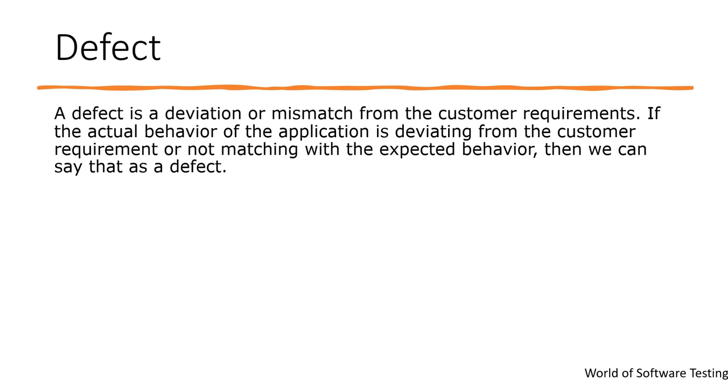The next is a defect. A defect is a deviation or mismatch from the customer requirements. If the actual behavior of the application is deviating from the customer requirement or not matching the expected behavior, then we can say that it is a defect. As we discussed in the earlier tutorial regarding the test case design step and the expected result, if the actual result is not matching the expected result from the design step, then we can say that it is a defect, and that should get reported to the developer by the test engineer. So this is a defect.